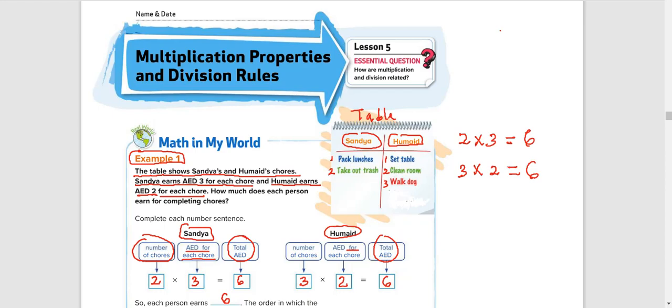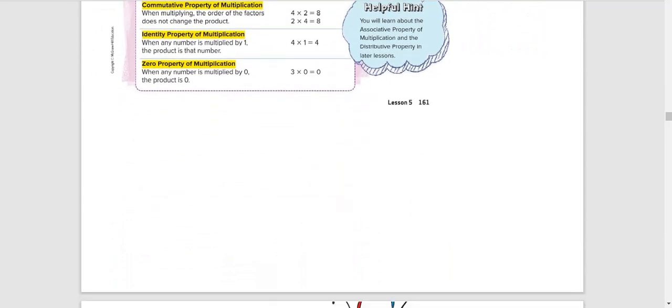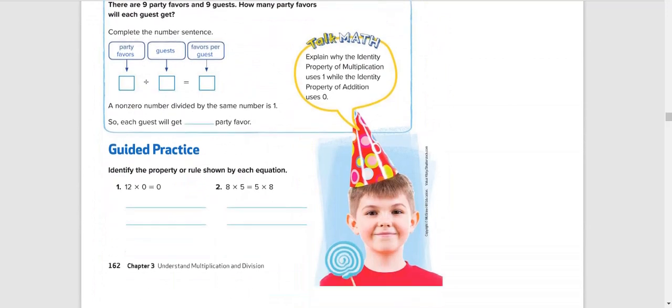Next, what I'm going to teach you now is there is a property that says that regardless of the order of multiplication, for example, as we've done 2 multiply 3, and in this case we decided to start with 3 multiplies 2, you will still get the same answer. And this is what we call the commutative property of multiplication.